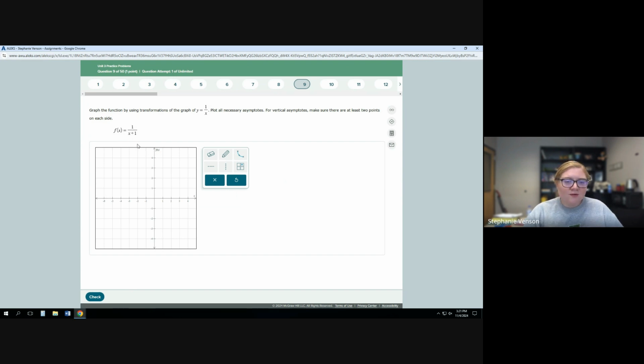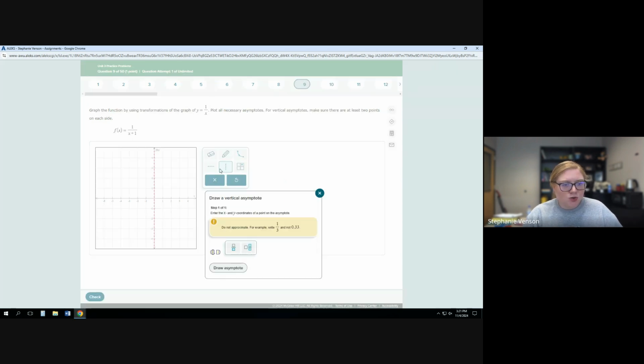Now, in the previous version of this problem, you used to be able to just click the vertical asymptote tool and then go and click on negative 1. But that's not what it's doing anymore. So let me show you again. When you click the vertical asymptote tool, this plot an XY coordinate box is going to pop up. So you have to plot a coordinate on the vertical asymptote or where you want the vertical asymptote to fall.